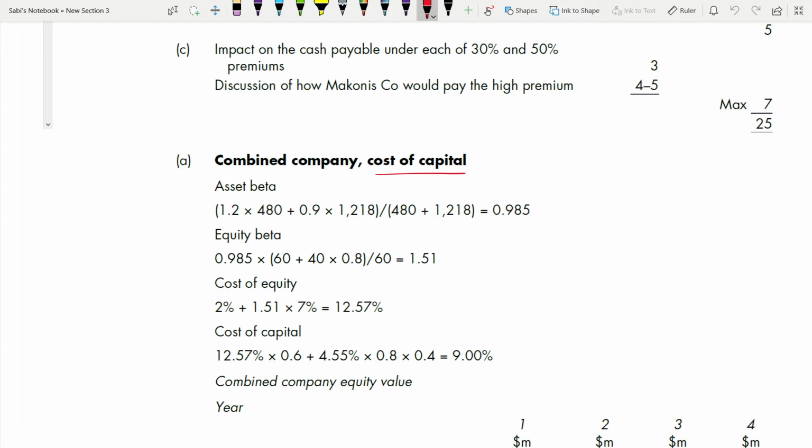Before we find the additional value, first is asset beta, of course, and then equity beta. So this is number 1, number 2, number 3, and number 4. You have to follow these steps only. Whenever you have to find cost of capital, you have to find the asset beta. How are we going to find the asset beta?